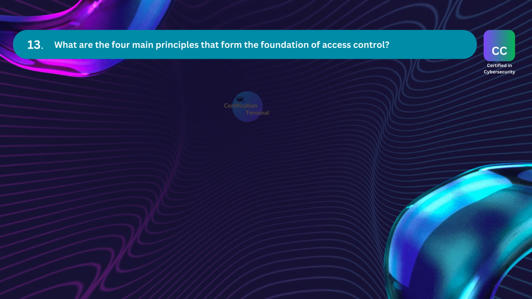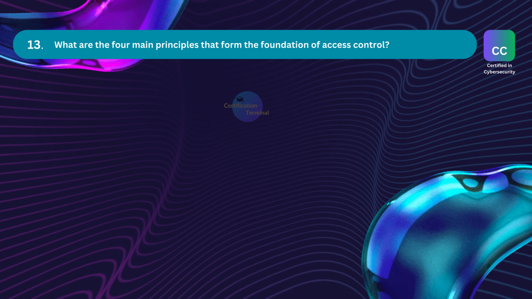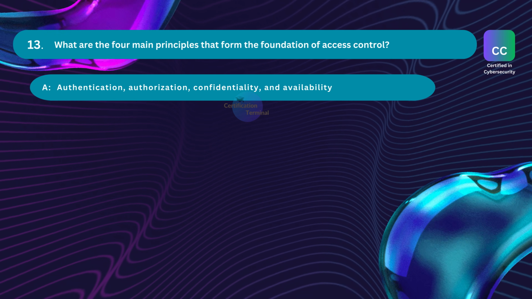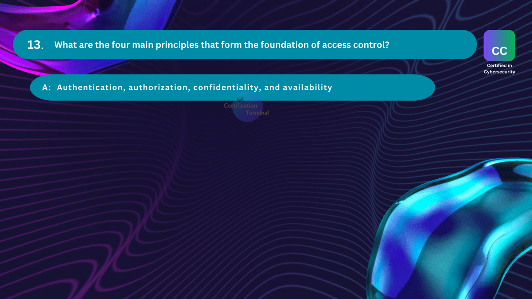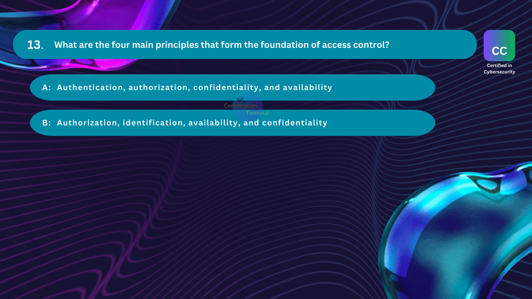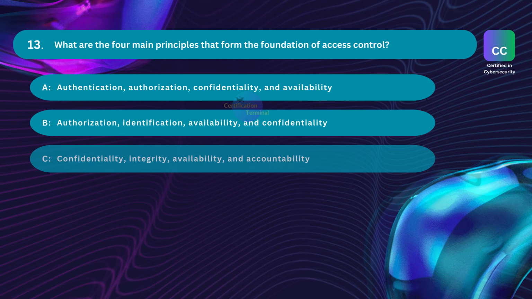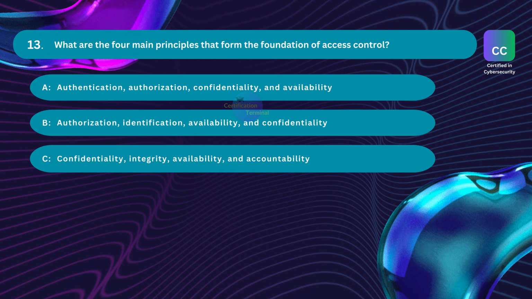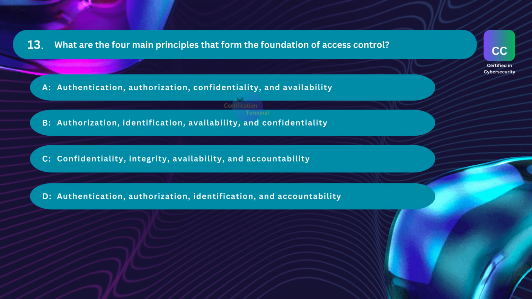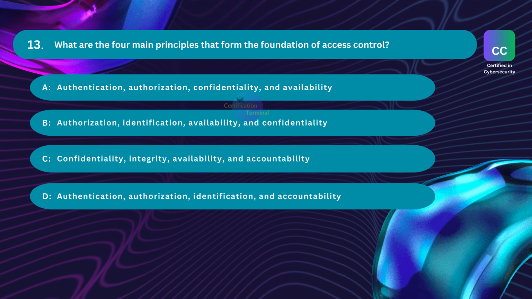Question number 13. What are the four main principles that form the foundation of access control? Option A. Authentication, authorization, confidentiality, and availability. Option B. Authorization, identification, availability, and confidentiality. Option C. Confidentiality, integrity, availability, and accountability. Option D. Authentication, authorization, identification, and accountability.